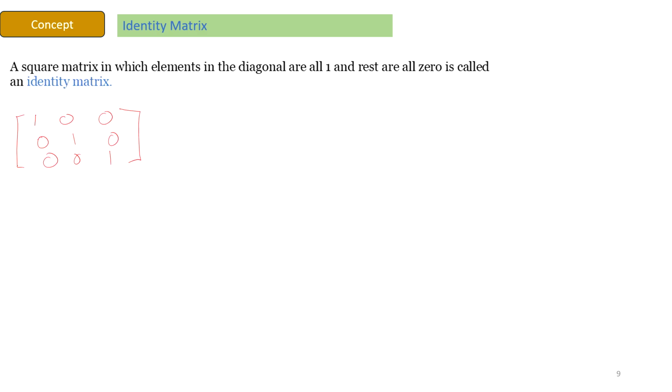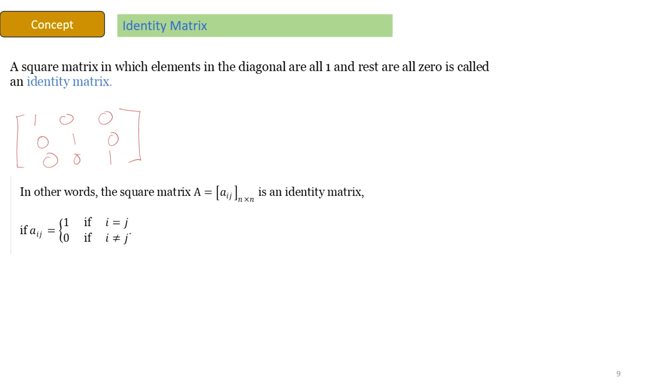Concept: Identity matrix. A square matrix in which elements of the diagonal are all 1 and the rest of the elements are 0 is called an identity matrix. For a square matrix capital A, the element small aij will be equal to 1 when i equals j, and equal to 0 when i is not equal to j.